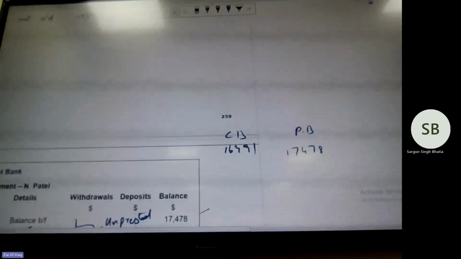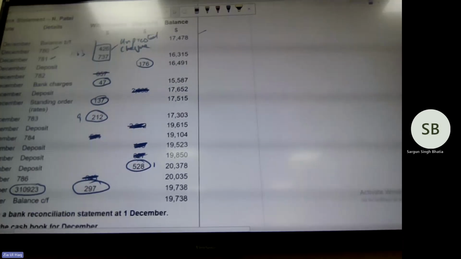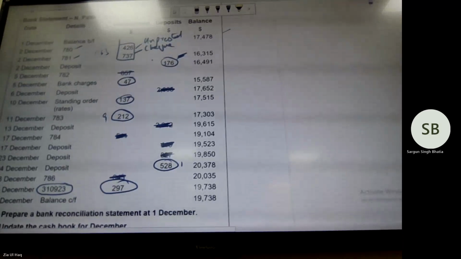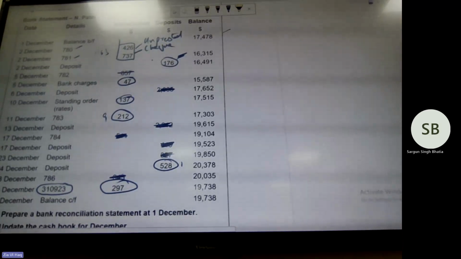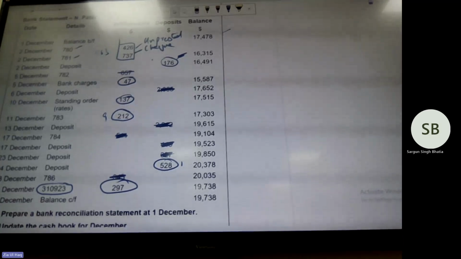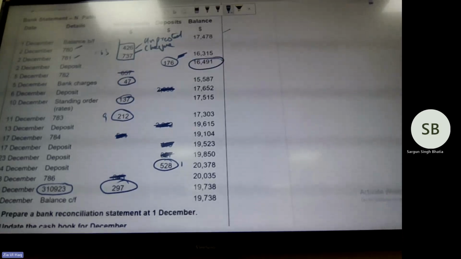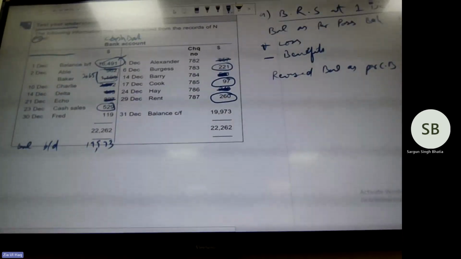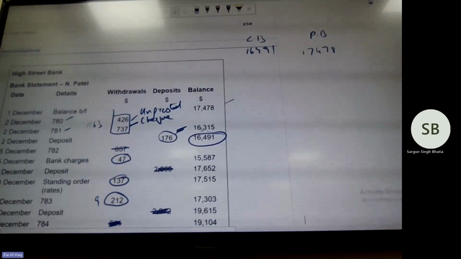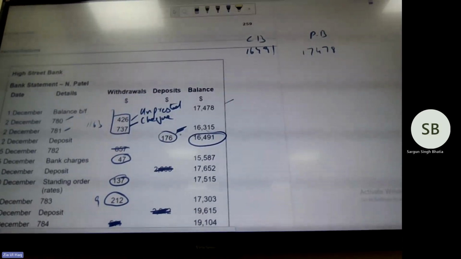These are the three items that are in the passbook but not in the cash book. We have identified that these relate to the first 2 days of December, so they might relate to the previous month and have been cleared in December. Like this, we have identified the balance. 16,491 is the same as this 16,491. That's why we have assumed these three are entries relating to the previous month that have been cleared in the current month.